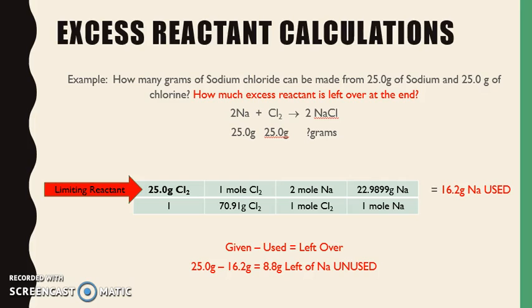So one more time, if I want to calculate the amount of excess that's left over at the end, I first have to calculate how much I've used. You do another stoichiometry problem. You start with the grams of the limiting reactant, and you calculate to grams of the excess reactant. That tells you how much you've used. You subtract it from what was given, and that gives you your leftovers.